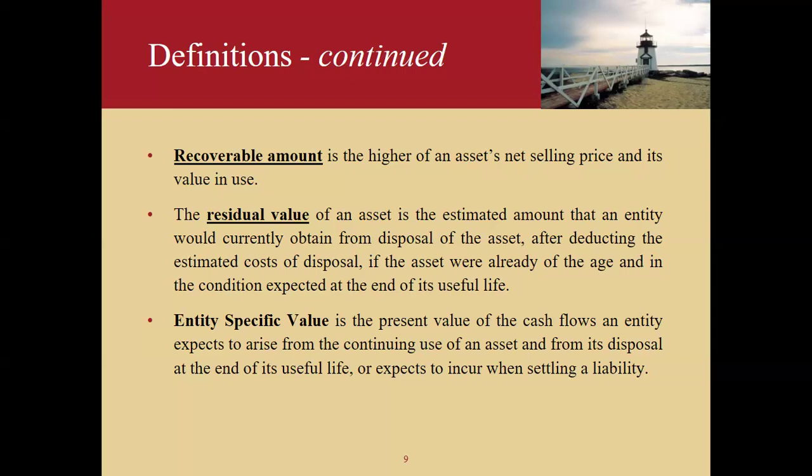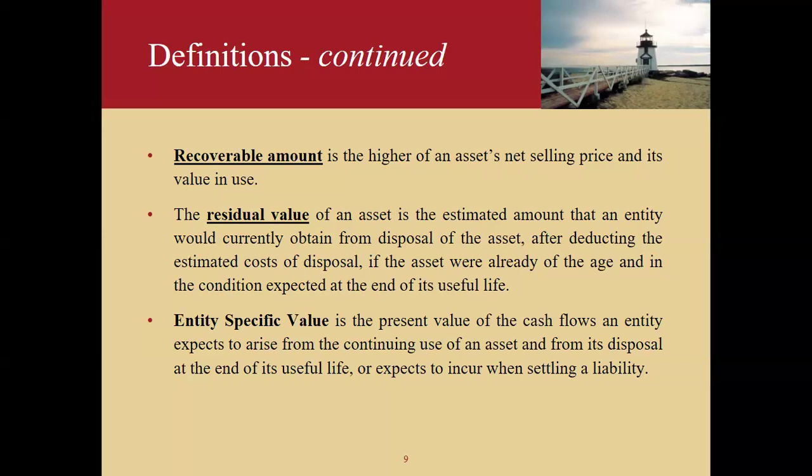So how do we get the net selling price? Net selling price is fair value. That is what you're given on the market. For example, if I'm to sell the asset at this particular time, how much am I given? That is the fair value minus the costs to sell. For example, if on the market the fair value is 2 million, but I'm going to incur costs to sell of 500,000, my net selling price will be 2 million minus 500,000, giving me 1.5.